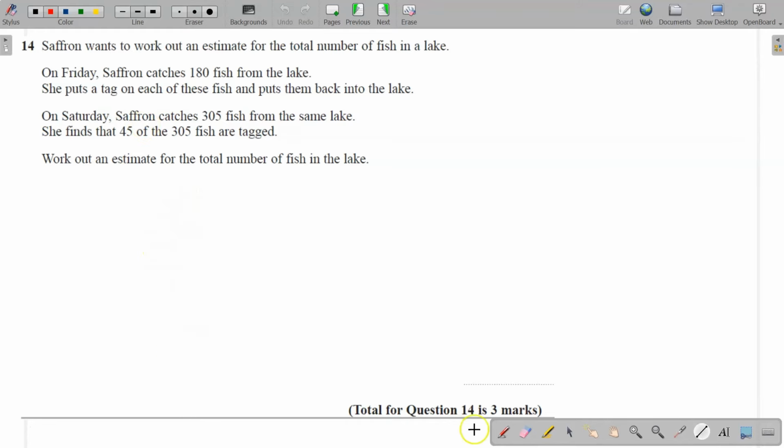So what we can see is that there were 45 tagged from the second catch out of the 180 that were tagged. Okay, so that means that 1/4 of them were recaught. Well, if 305 were recaught, that represents 1/4 of the fish in the lake. So 305 times 4 would be the number of fish originally in the lake, which is 1,220. That's it.